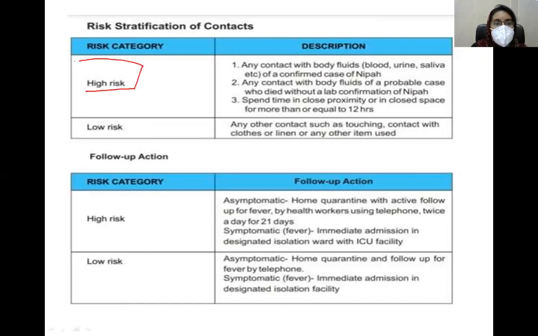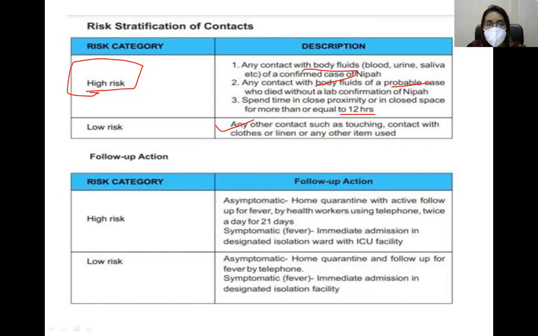So what is this high risk? High risk is a person having any contact with the body fluids. So that's why we have to be very careful here. Body fluids can be blood, urine, saliva, etc. of a confirmed case of Nipah, or contact with the body fluids of a probable case who died without a lab confirmation of Nipah, or a person who has spent time in close proximity or in a close place for more than or equal to 12 hours. All these people are taken as high risk. Whereas low risk is any other contact, such as touching, contact with the clothes, linen, or any other items used.